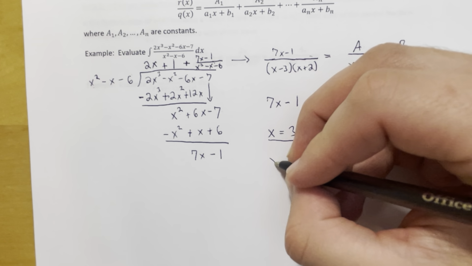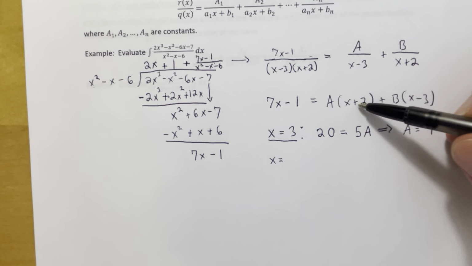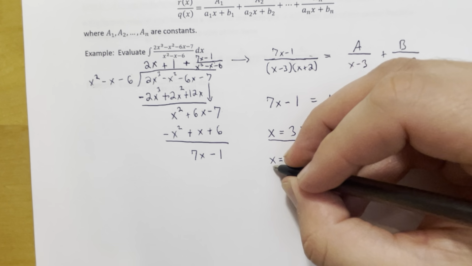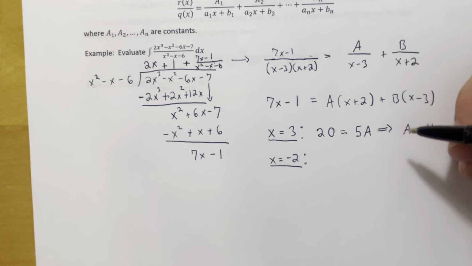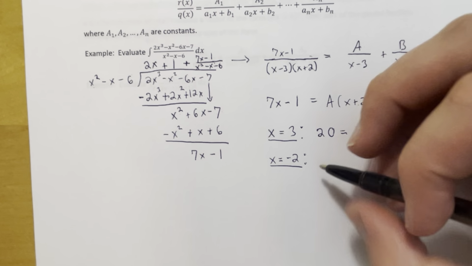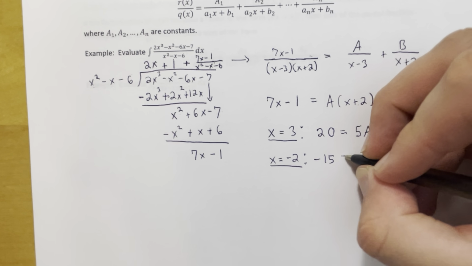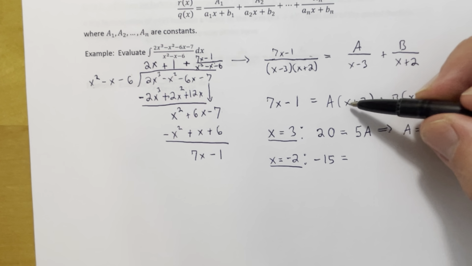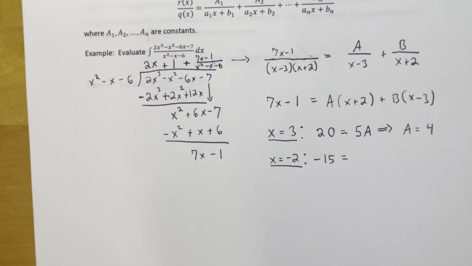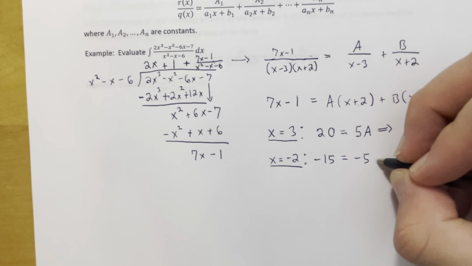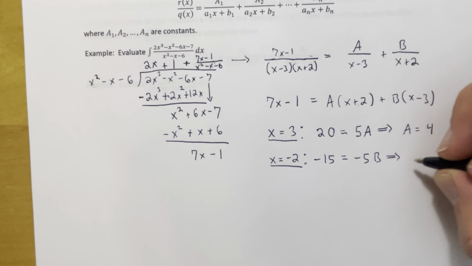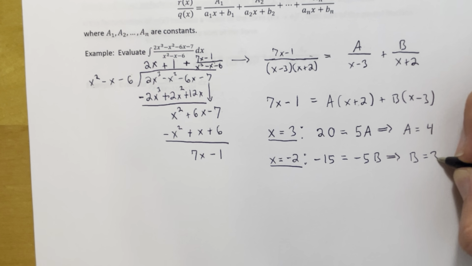Let's do that again, but let's plug something different in for my x. If I plug a negative 2 in for x, then on the left-hand side, 7 times negative 2 is negative 14, minus 1, that's negative 15. And over here, if I plug negative 2 in, this term will go to 0, which is why I chose negative 2 in the first place. This side is going to become b times negative 2 minus 3, which is negative 5, so I get negative 5b from that. Solving for that, b comes out to 3. Okay? What did all this tell me?